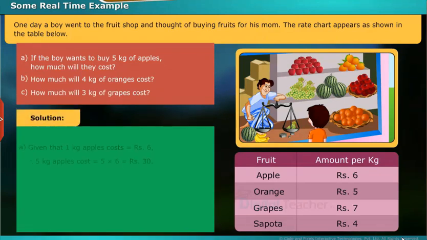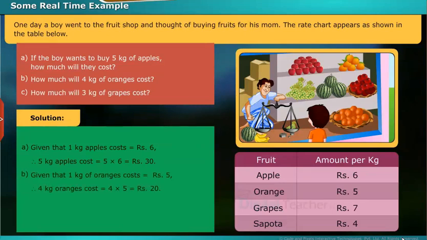Solution. For question A, given that 1 kg apples costs 6 rupees, therefore 5 kg apples cost 5 into 6, which is equal to 30 rupees. For question B, given that 1 kg of oranges costs 5 rupees, therefore 4 kg oranges cost 4 into 5, which is equal to 20 rupees. For question C, given that 1 kg of grapes costs 7 rupees, therefore 3 kg grapes cost 3 into 7, which is equal to 21 rupees.